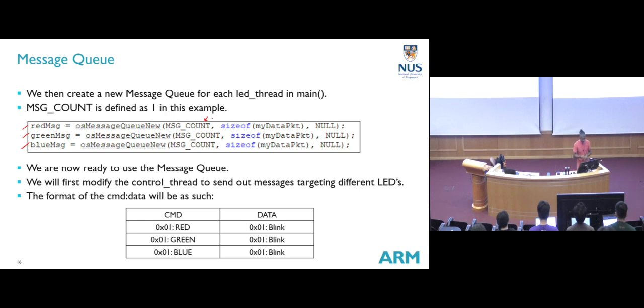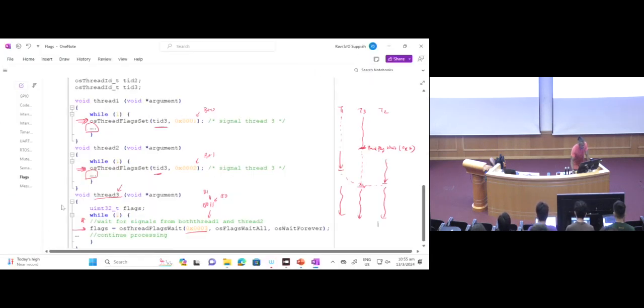Now how do I define the red and the green? Again, it's just an example. I put a command value, I put a data value. Let me switch back here.